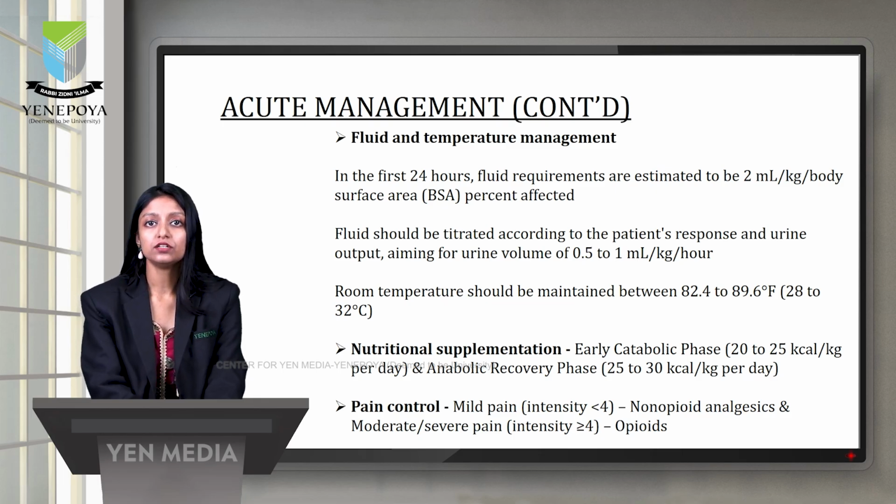Now coming to pain control, for mild intensity pain, which is less than 4 on a scale of 1 to 10, we will be going with non-opioid analgesics. But if it is moderate to severe, or greater than 4, it can be anything from 4 to 8, 9, 10, we will be going with opioids.